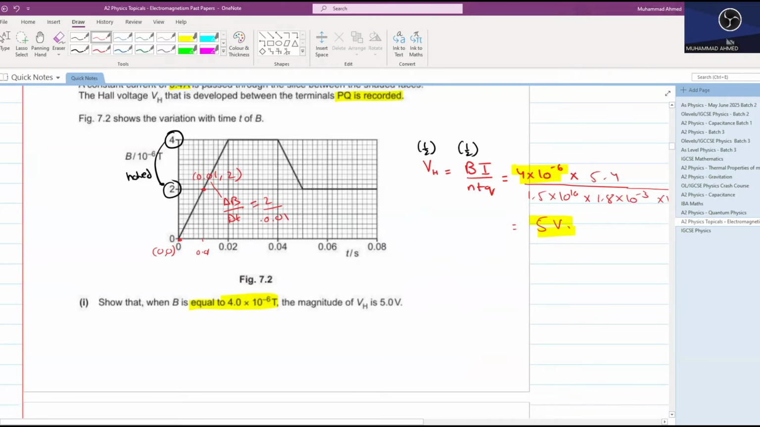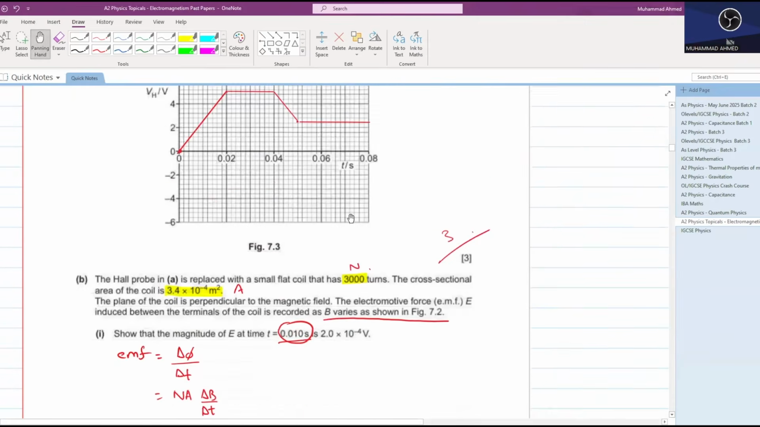And are there any prefixes that we are missing? Yes, 10 raised to the power of minus 6 is missed here. So let's calculate this gradient. 2 into 10 raised to the power of minus 6 divided by 0.01. This comes out to be 2 into 10 raised to the power of minus 4. This is your gradient.